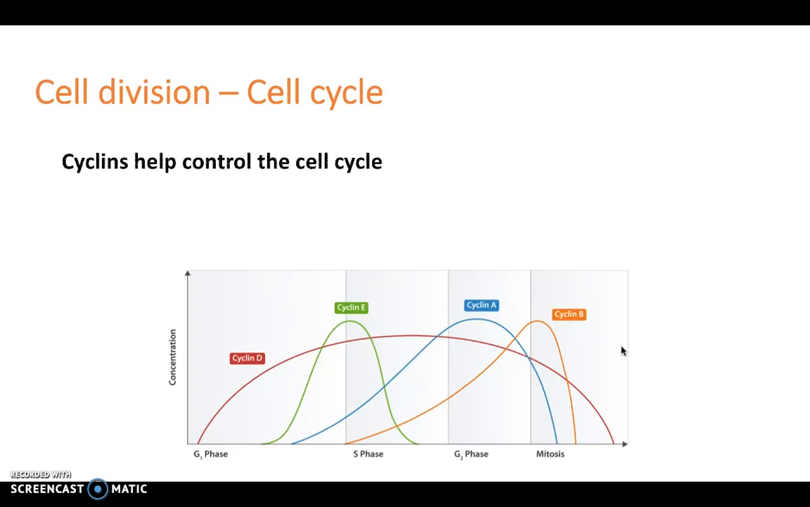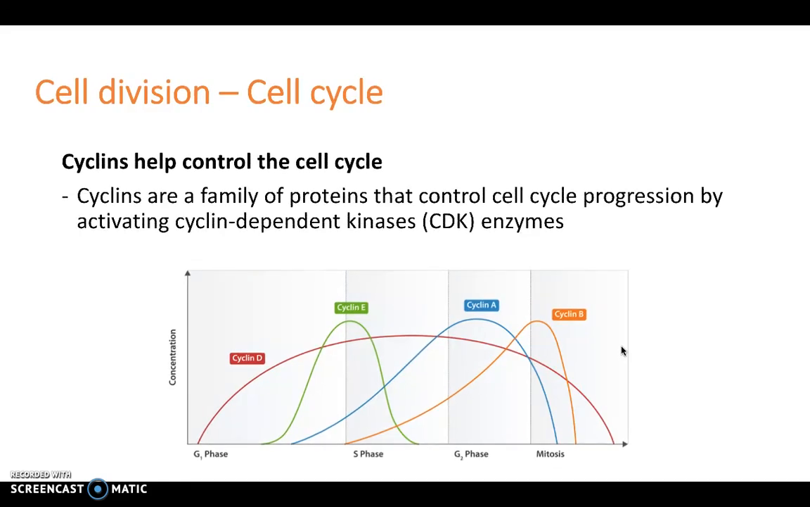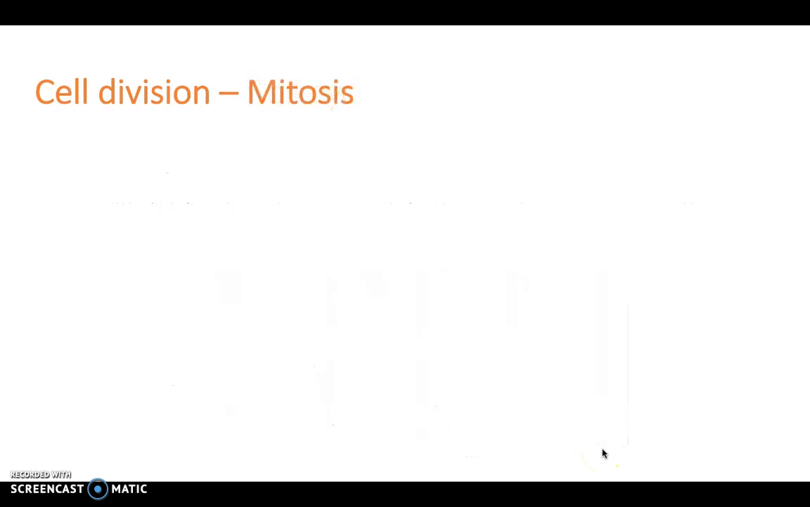Now these checkpoints are regulated by cyclins, and cyclins help control the cell cycle. Cyclins are just a family of proteins that control the cell cycle progression by activating things we call CDKs, so cyclin-dependent kinase enzymes. And these enzymes are really important in order to allow the checkpoints to happen and make sure through each phase that the cell cycle is correctly regulated and controlled.